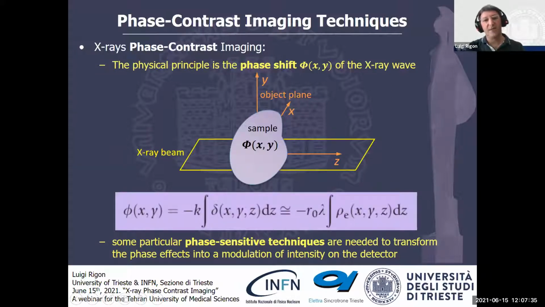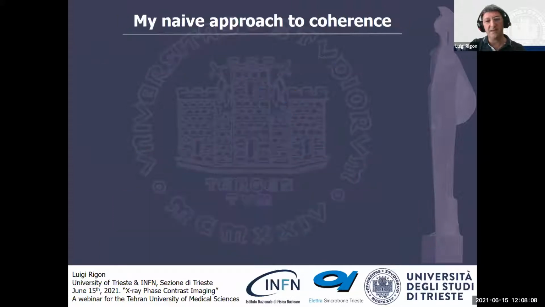So now the problem is that normally this phase shift, even if it's quite a big effect, cannot be detected by detectors, because detectors are not sensitive to phase, they are sensitive to intensity. So if you want to see this, you need some particular phase sensitive techniques, so techniques that are able to transform the phase effects into a modulation of the intensity on the detector. Now I will give a review of some of these techniques.